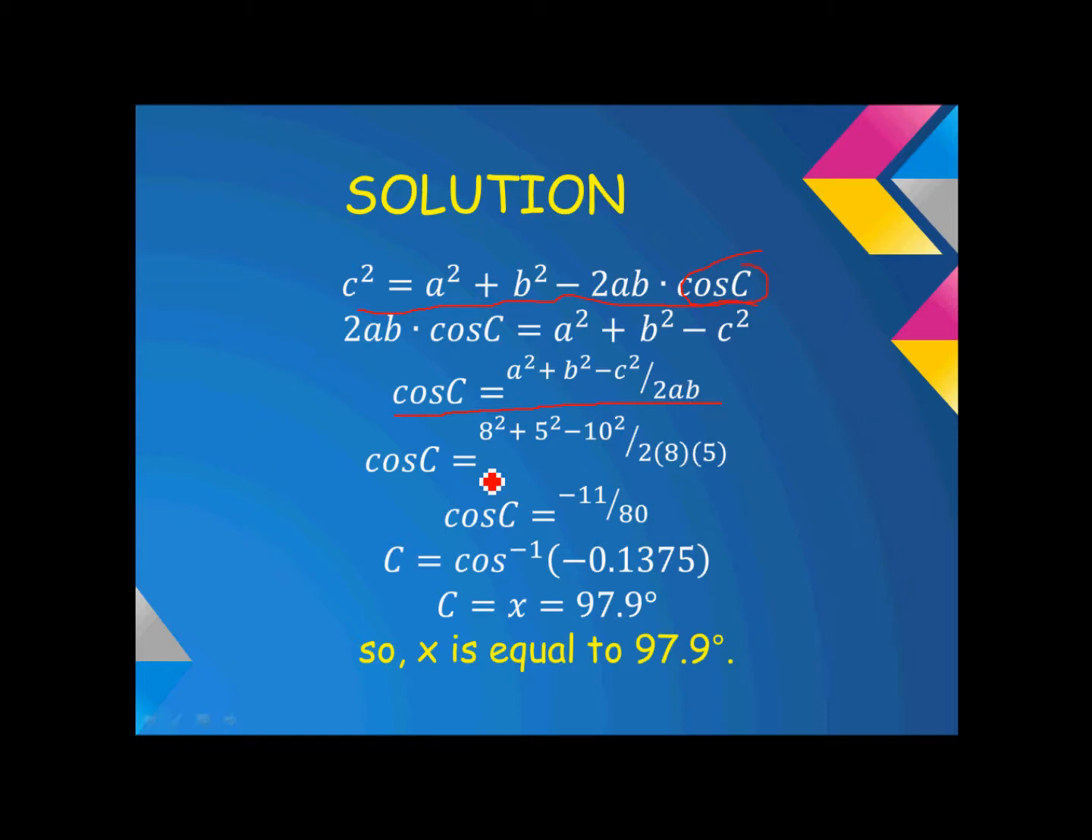So C is equal to cos inverse of negative 0.1375. So C is equal to 97.9 degrees. So X is equal to 97.9 degrees.